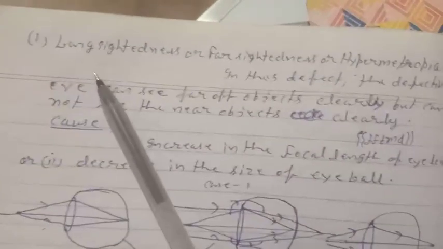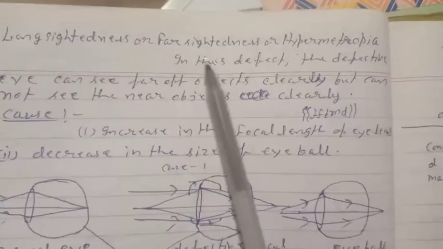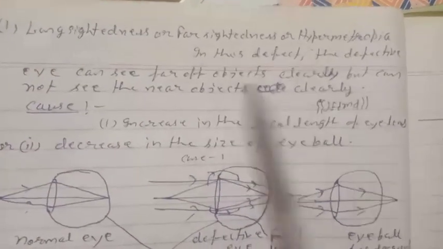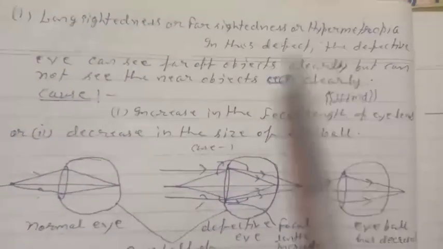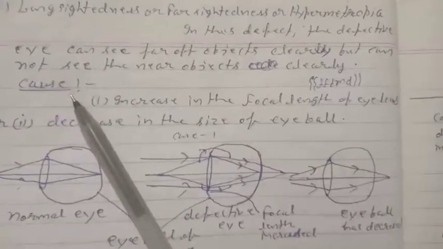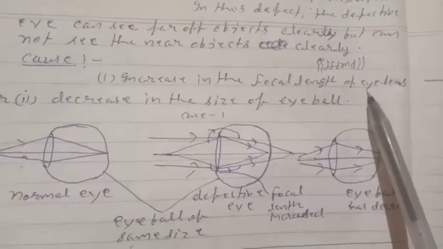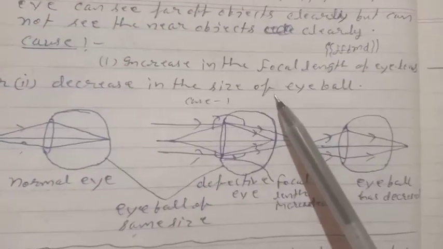The first one is long sightedness, or far-sightedness, or hypermetropia. In this defect, the defective eye can see far off objects clearly but cannot see the near objects clearly. Cause for this defect: increase in the focal length of the eye lens, or second, decrease in the size of the eyeball.